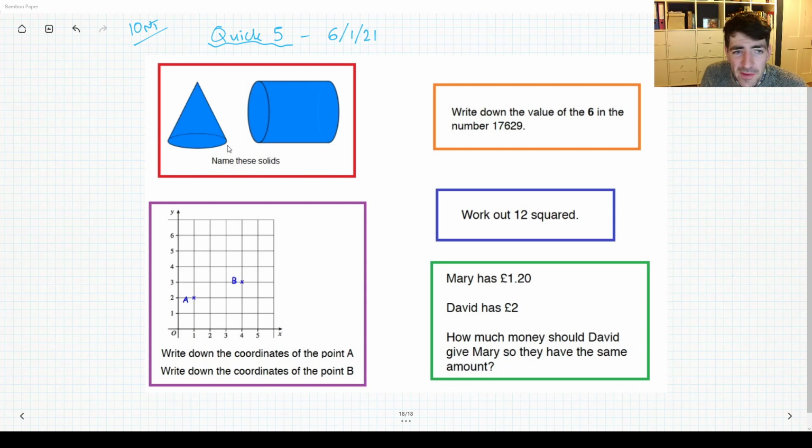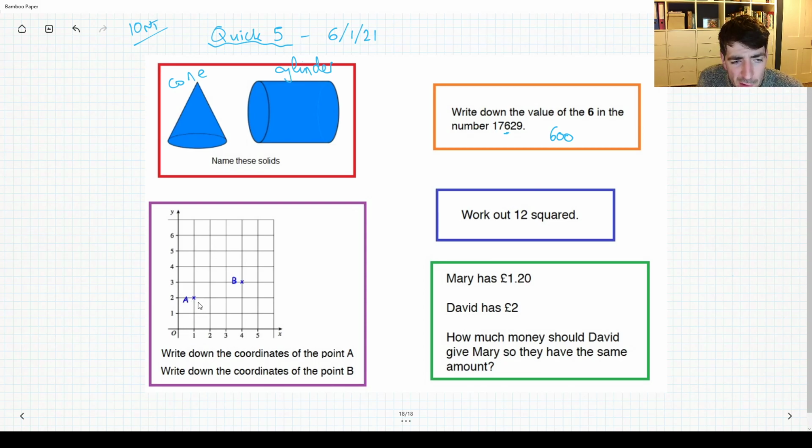Okay, and on to the answers. So for the red one, you've got two solids, which are a cone and a cylinder. Over here, write down the value of the 6 in this number. Well, it's in the hundreds column, so it represents 600. You can either write it in digits or in words, but you do have to write 600 and not just hundreds.